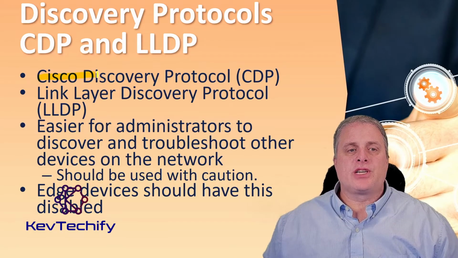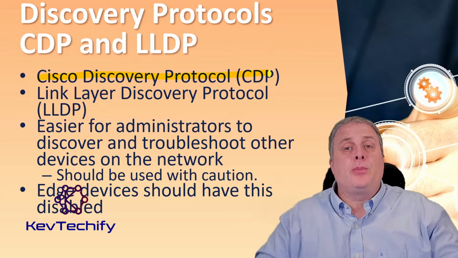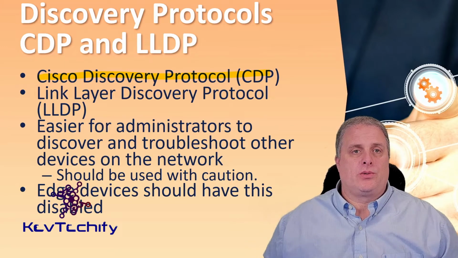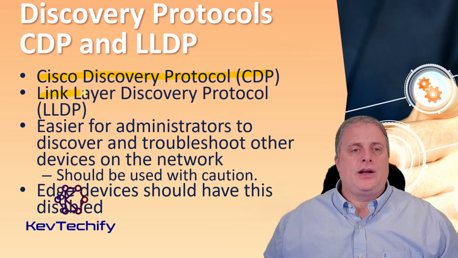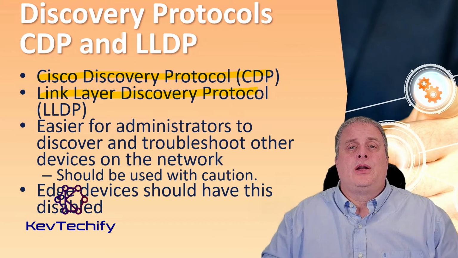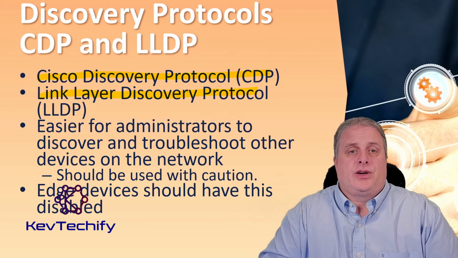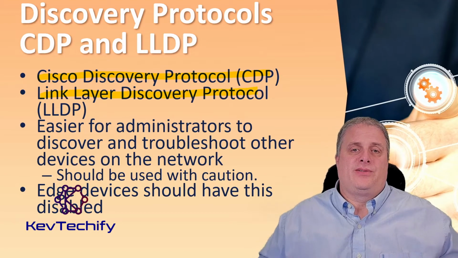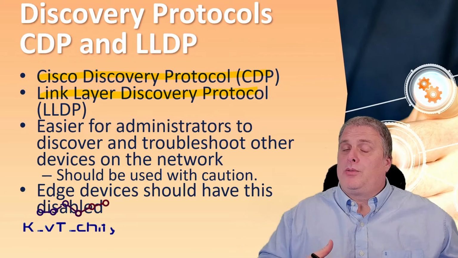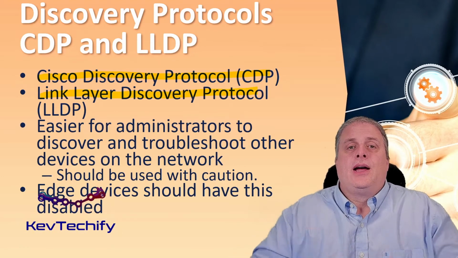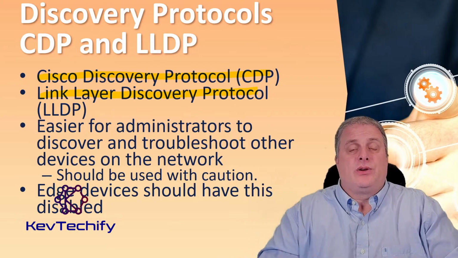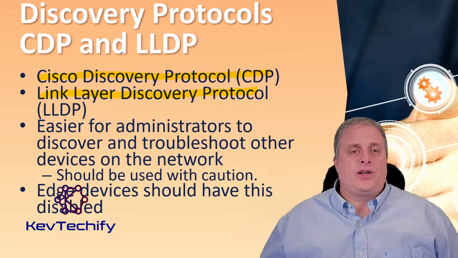The Cisco Discovery Protocol is an example of a service that is enabled by default on Cisco routers. The Link Layer Discovery Protocol is an open standard that can be enabled on Cisco devices as well as other vendor devices that support Link Layer Discovery Protocol. Cisco Discovery Protocol is Cisco proprietary. LLDP is an open standard that can be used by Cisco devices and other networking devices.